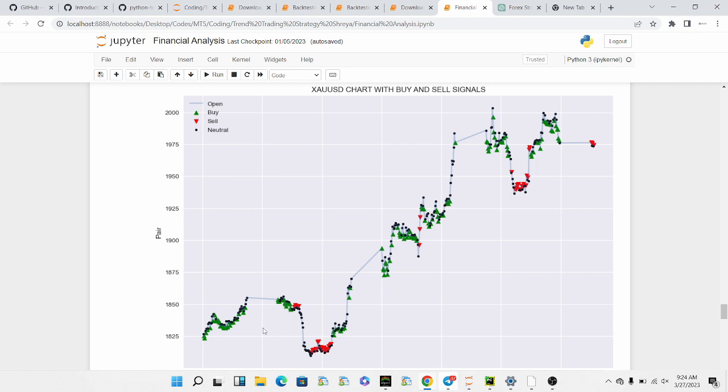Basically you can see we have buy positions in an uptrend, and in a downtrend we have sell positions here. Then we have buy positions here, sell positions here, and buy positions and sell positions again in the following swings.